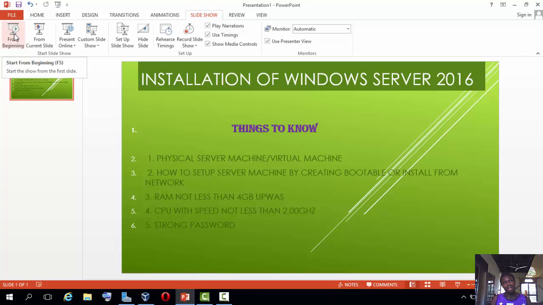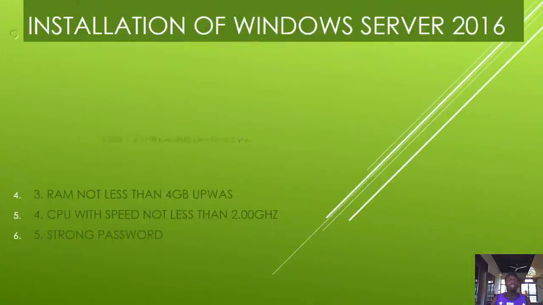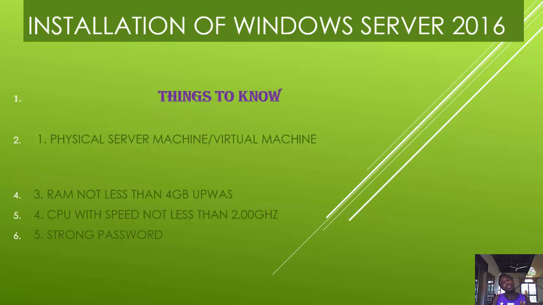So before we get started, there are a couple of things we should know before starting the installation of Windows Server 2016. First of all, to install Windows Server 2016, you must get a physical machine or a virtual machine. If I talk of virtual machine, it's not a new thing. You must get a software that can help you to install this Windows Server 2016 virtually. There are a lot of software available that can help you to install Windows Server 2016. We have VirtualBox, we have VMware Workstation, we have Hyper-V. All these softwares can help you to install Windows Server 2016 virtually.